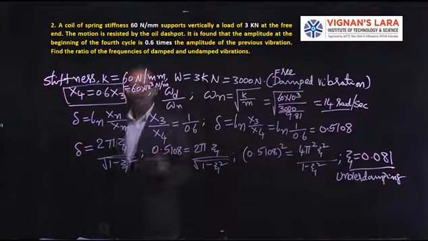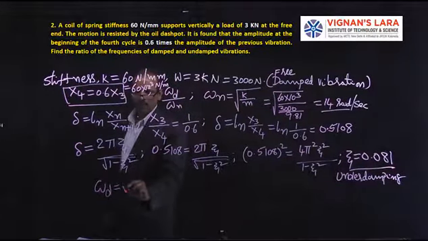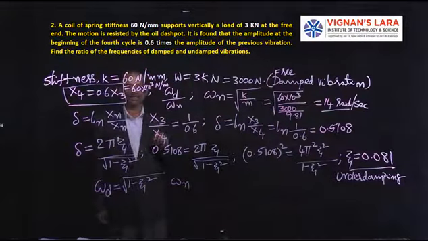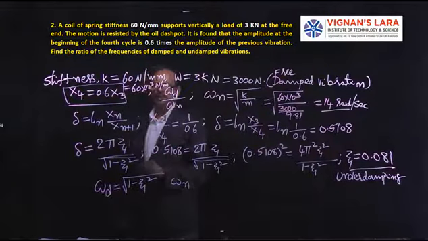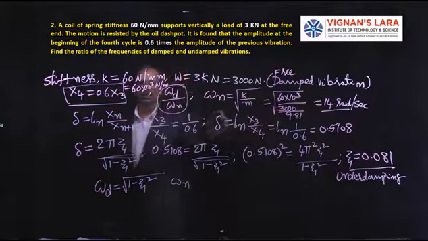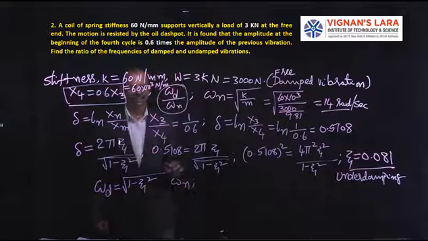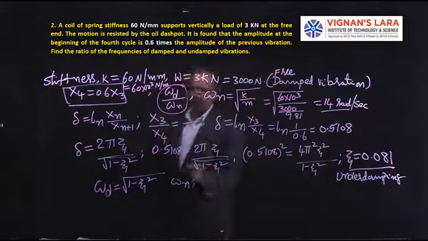Then coming to another relation which we have, omega d is given by root over 1 minus zeta square into omega n. In this problem we are supposed to find omega d by omega n. Even without getting this value I could get it directly, but I solved it this way in case it is asked what the natural frequency is and other parts, so that you can understand the procedure.